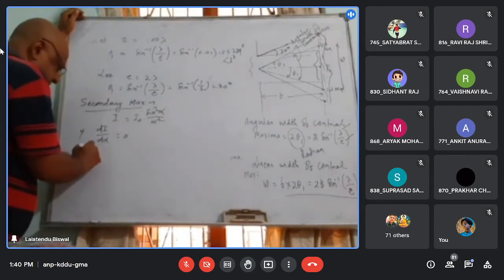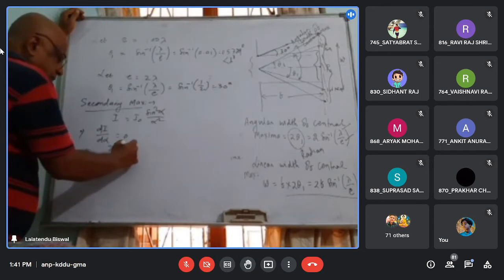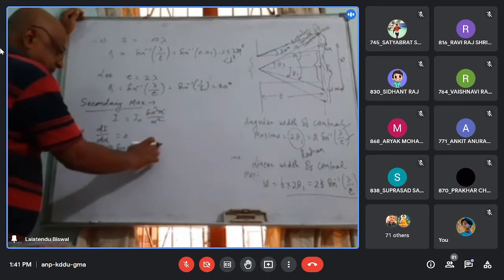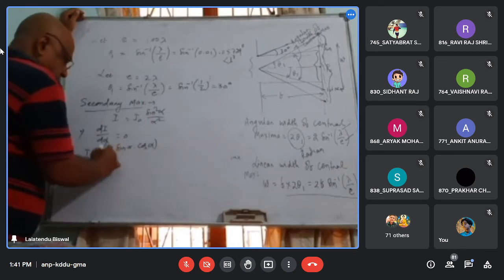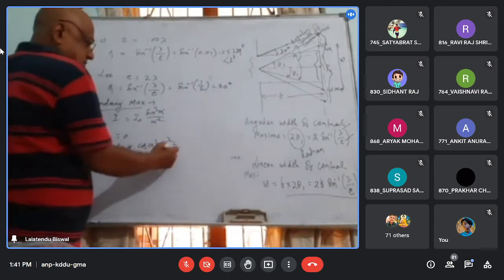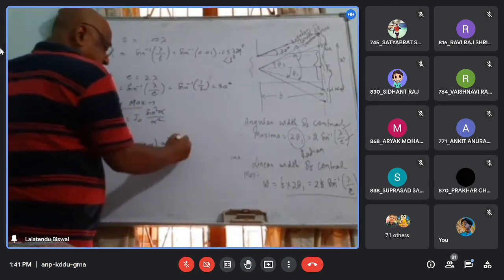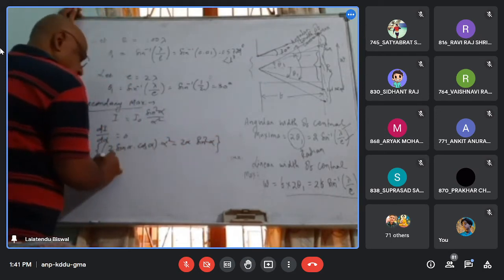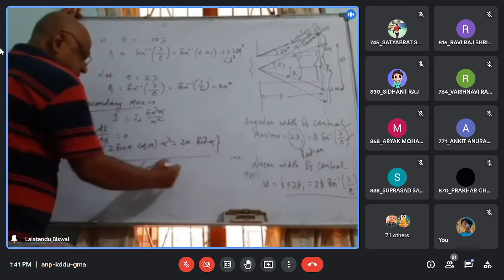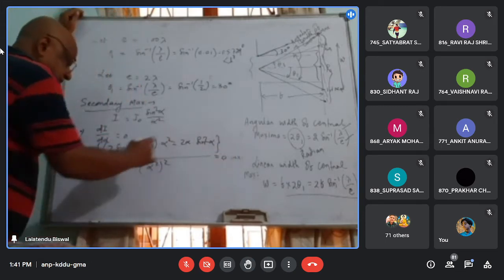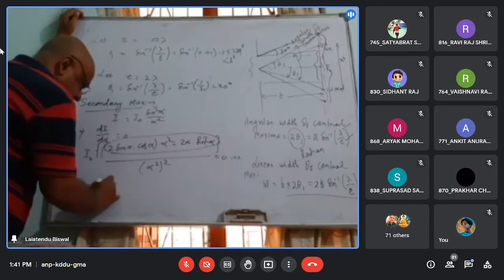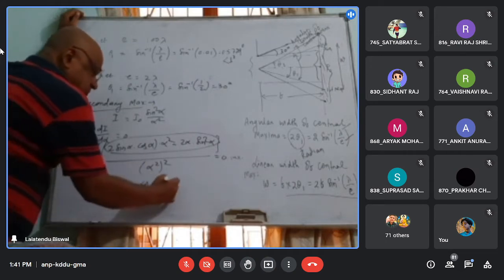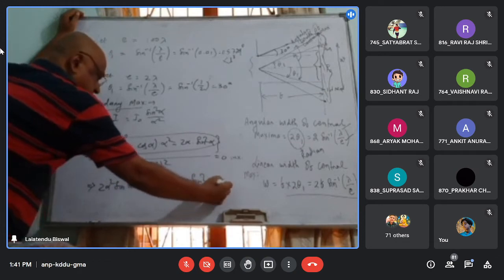If you take dI by d alpha, this becomes I0 times 2 sin alpha into cos alpha minus, this is the derivative of sin square alpha. Okay, first the derivative of the numerator into the denominator minus the denominator's derivative into the numerator, by the square of the denominator. So this should be equal to 0. Now this is 0 only when the numerator is 0. So this implies that 2 sin alpha cos alpha into alpha square minus 2 alpha sin square alpha must be equal to 0.